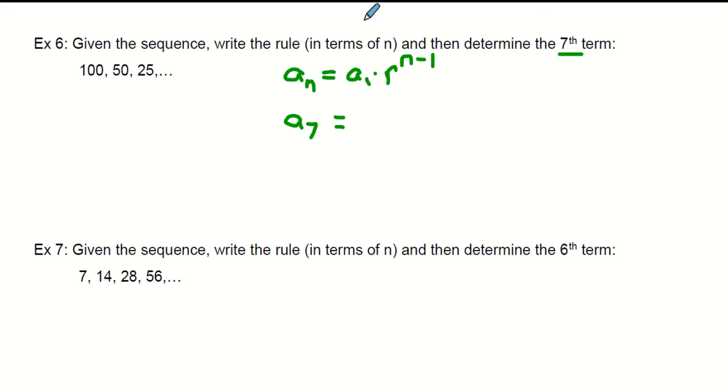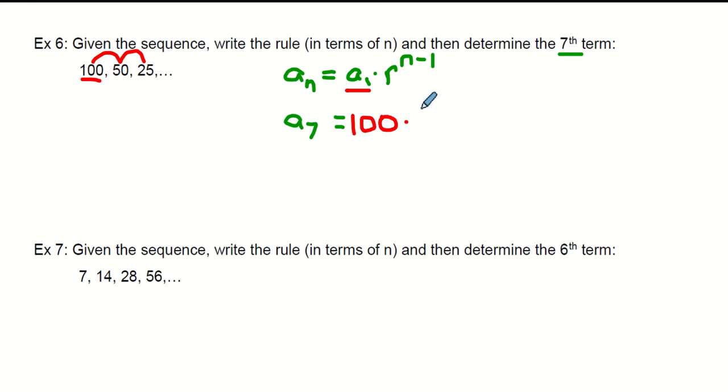So a1 is the first term. So what's the first term of this sequence? Well, it's 100. All right, and then times the common ratio. Now, if you notice, to get to the next term, I'm dividing by 2. That does not mean the common ratio is 2, because the common ratio is what you're multiplying by each time. Well, to get from 100 to 50, I am multiplying by half.